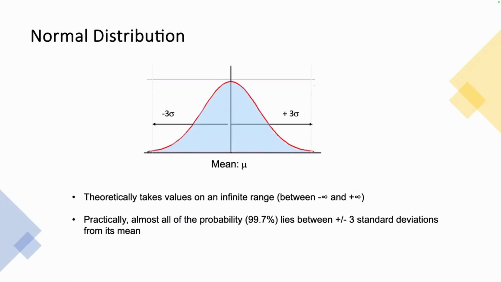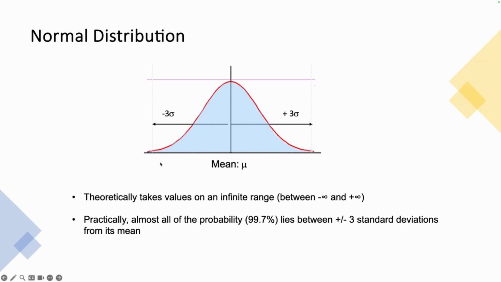Now let's take a look at another property of the normal distribution. The normal distribution takes theoretical values of plus minus infinity, which means that this particular curve will never touch the x-axis. It will keep on going. Asymptotically, it's supposed to touch your x-axis at plus infinity or minus infinity. However, for all practical purposes, almost all of the probability, which is 99.7%, lies between plus minus 3 standard deviations.